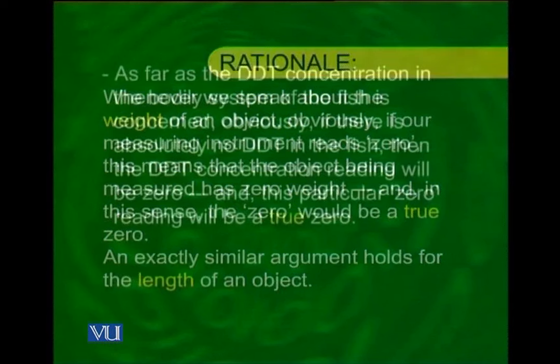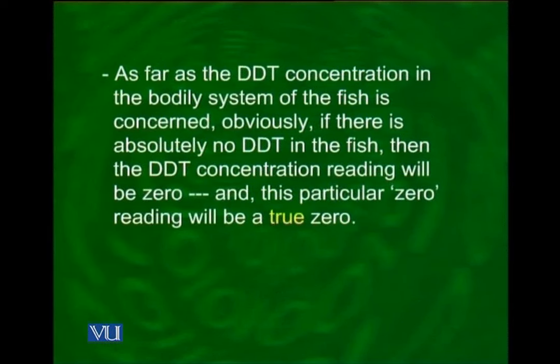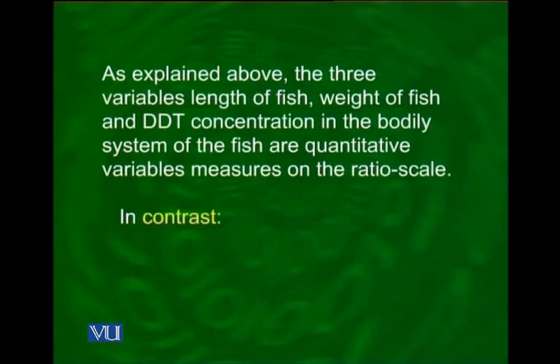As far as the DDT concentration in the bodily system of the fish is concerned, obviously, if there is absolutely no DDT in the fish, then the DDT concentration reading will be zero. And this particular zero reading will be a true zero. All right, as explained, the three variables, length, weight, and DDT concentration, are quantitative variables measured on the ratio scale.